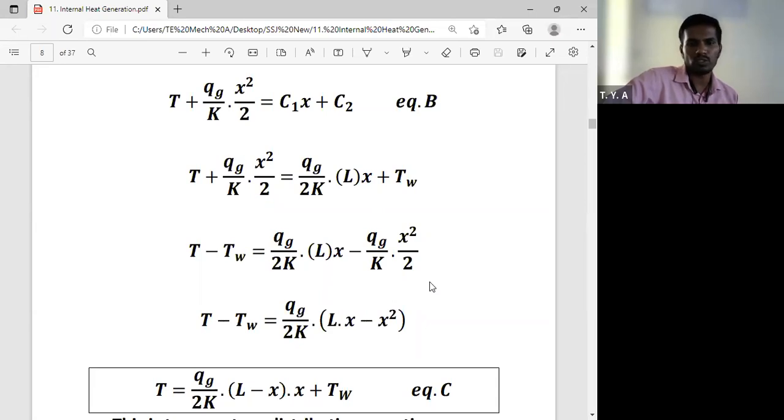Okay, so rearrange the terms. TW we have to take to the left hand side. So T minus TW is equal to Qg/2k into L into x minus, whatever the left hand side term Qg/k into x square by 2, we have to take on the right hand side. So minus Qg/k x square by 2. Okay, so T minus TW is equal to Qg/2k, we have to take as common, so Lx minus x square. Or in simplified form, how to write this equation? T is equal to Qg/2k into bracket L minus x into x plus TW.